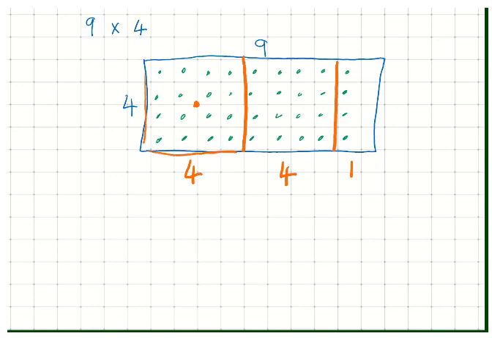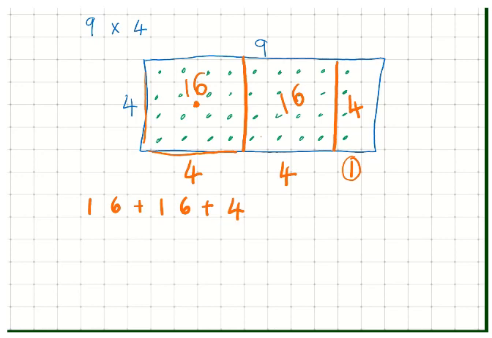So 4 times 4 we know is 16. Then here we've got the same. We've got 4 rows and 4 columns. So we know in this part we've got 16. And here we know we've just got one group of 4, which is 4. So now to work out our total, we're going to add all those together. So we're going to do 16 and 16 and 4.